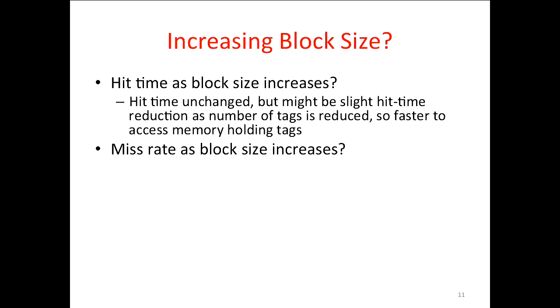Right, so if you increase the block size, that's right. So you expect it to go down as you start from one word and start increasing the block size, because you're going to get spatial locality, and you're going to bring in words you didn't ask for, but it's highly likely you're going to need. And so that means the number of misses you need will go down. But what happens if you keep increasing the block size? What if I have one block for the whole cache?